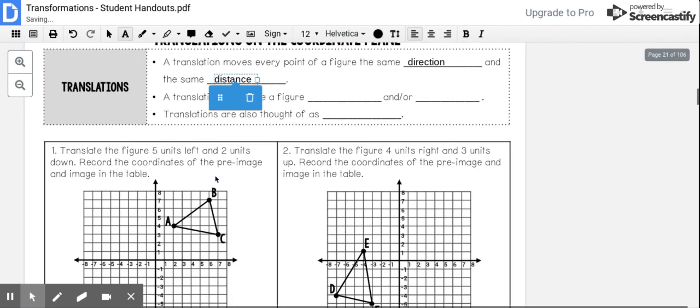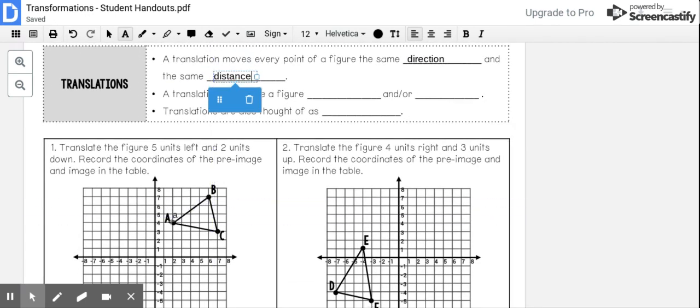So like if you look down here, every point means the vertices. So, if we're going to move B down 5, we're also going to move C and A down 5. Or if we're going to move them down and over to the left, we're going to do it the same to every single point. A translation can move a figure left or right.